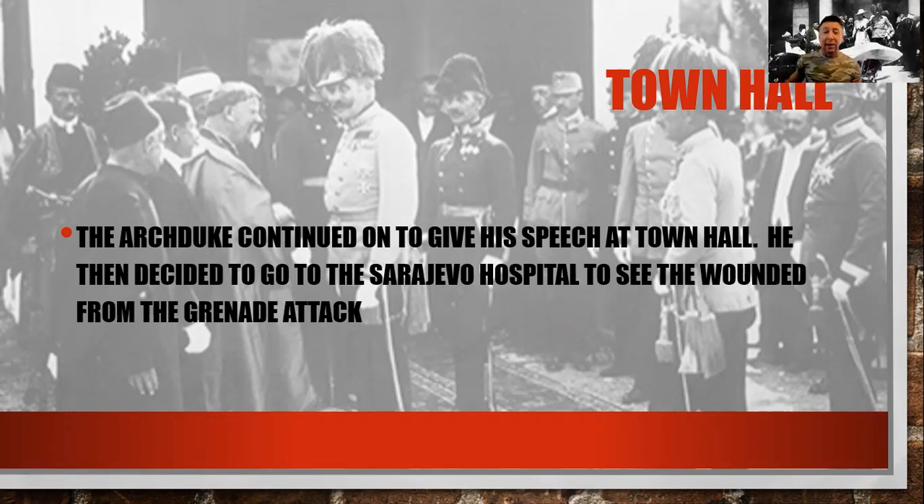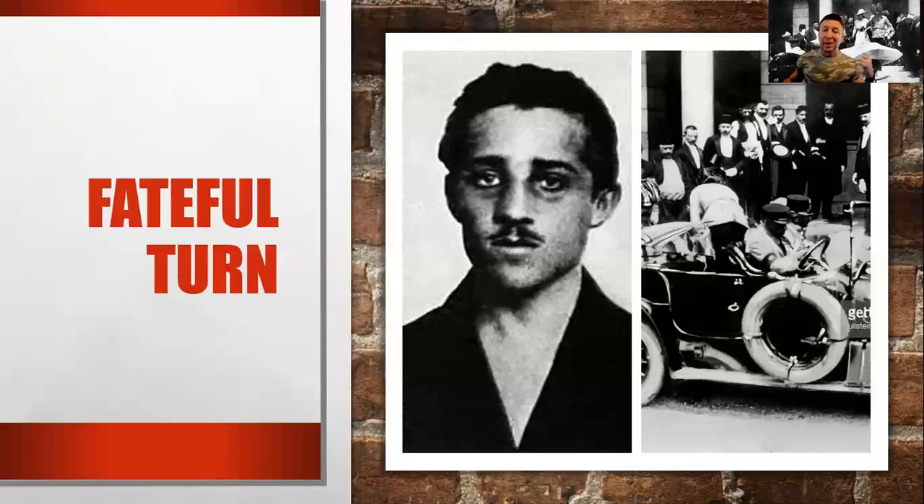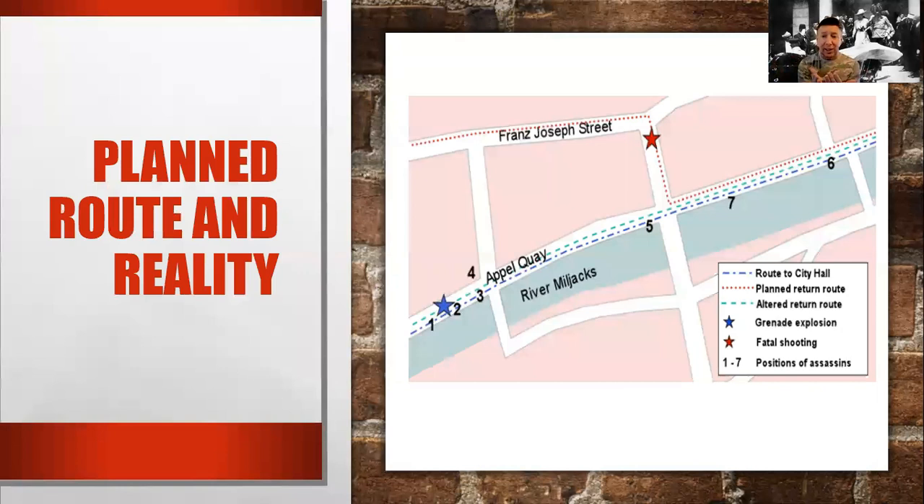Well, when they do that, they end up going back along the same route, except they take a different turn and they end up going down a one-way street. And Gavril Princip is going to be in the right spot at the right time. Why? Because originally their return route was supposed to be on this red, and they're supposed to go down Franz Joseph Street. Well, they turn and they end up going down a one-way street, and they're going the wrong way, and they decide they need to turn around.